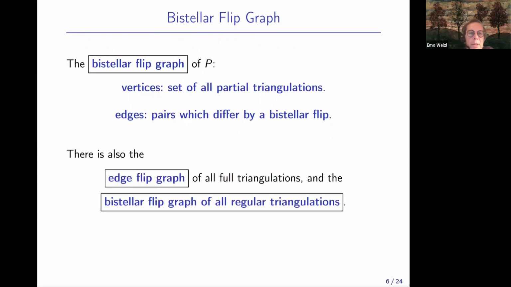So this is the bistellar flip graph, and there is also the edge flip graph of all full triangulations. So if you just want to consider structure on the full triangulations where you cannot skip points, then of course you should not do any point removal flips. So you're just stuck with the edge flips. And so this is called the edge flip graph. And there is also the bistellar flip graph on the set of all regular triangulations. So if instead of looking at all partial triangulations, you just look at the regular triangulations.